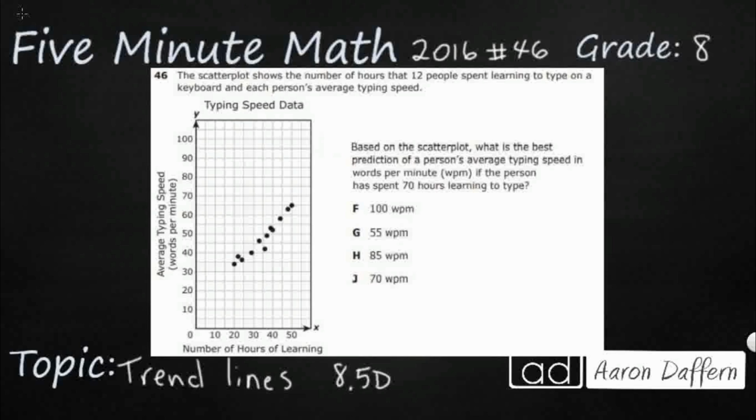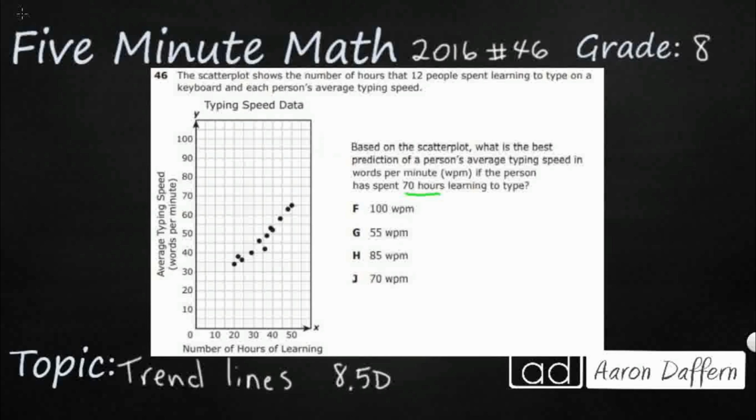So we've got a scatter plot here. It shows the number of hours that 12 people, so we've got 12 different dots there, spent learning to type on a keyboard, and each person's average typing speed. Our numbers don't always go down to the origin here, and you see that there is a trend. It is kind of moving up. So based on the scatter plot, what is the best prediction of a person's average typing speed in words per minute if the person has spent 70 hours learning?